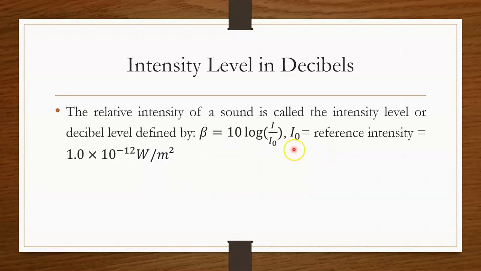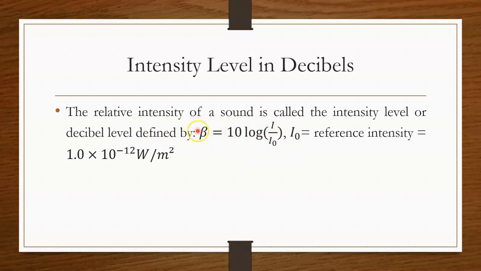Now, the intensity level, or the stage of intensity, can also be written in decibels. You are quite familiar with this word actually. But then, what is a decibel? This intensity level in decibels is the relative intensity of a sound. It is called the intensity level or decibel level, which we usually define by this equation here.